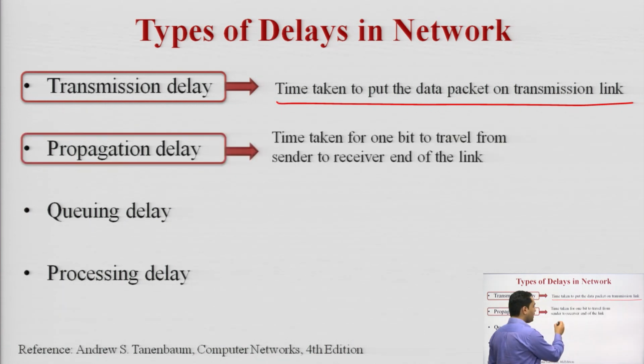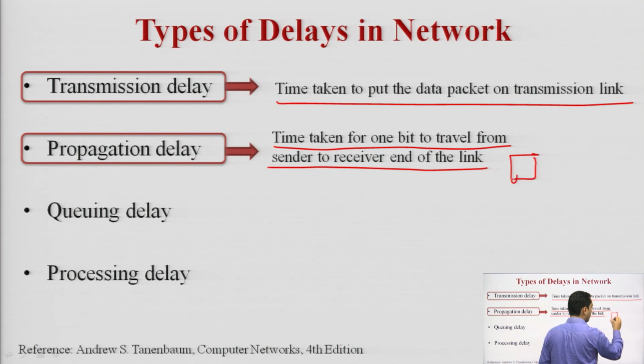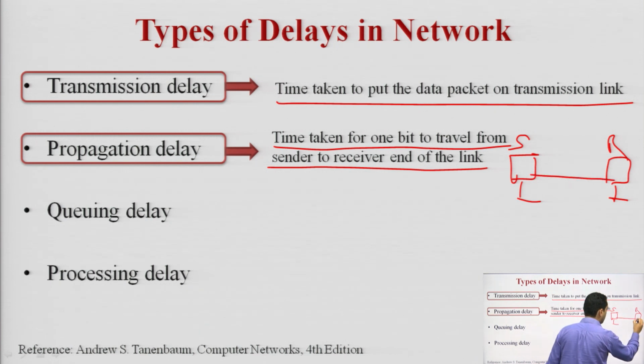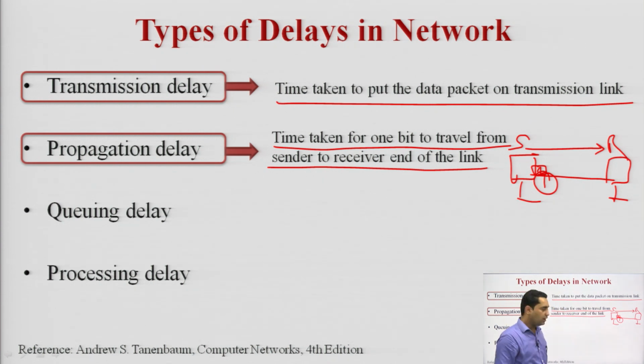Another one is the time taken for one bit to travel from the sender to the receiver end of the link. This is the sender, this is the receiver. On this link, if my packet is there and I am talking about the first bit, this first bit is moving from the sender side to the receiver side. How much time is this particular bit taking to reach the receiver end from the sender? Suppose this is 0.1 second. This will be treated as the propagation delay.